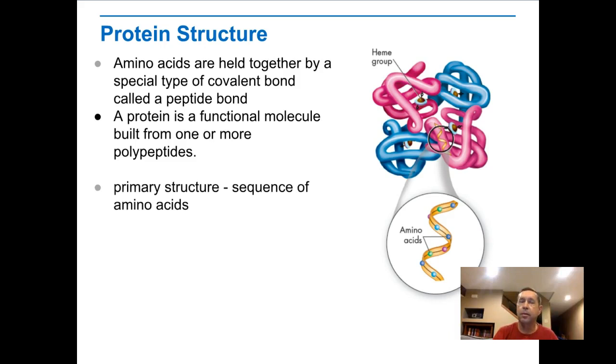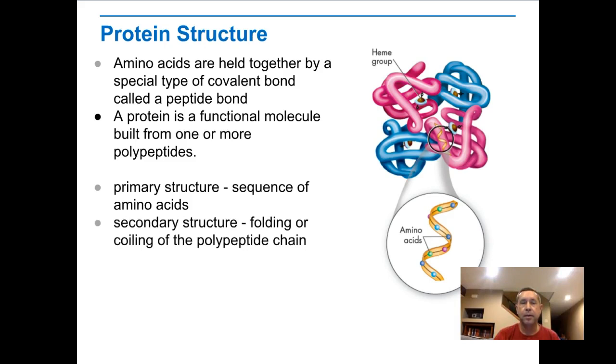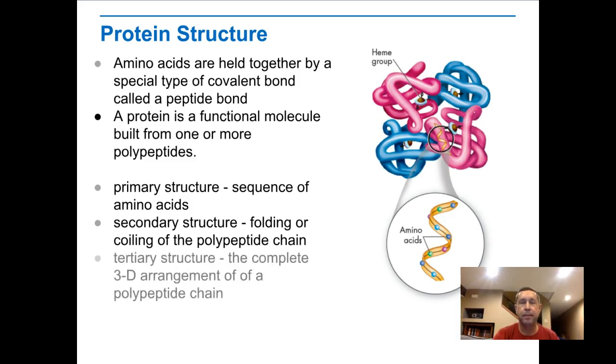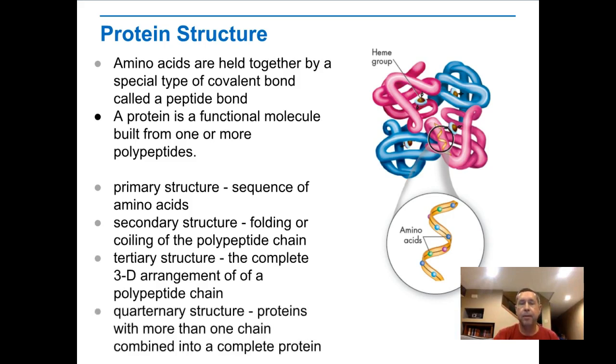Because the structure is so important, we look at structure in a variety of ways. We can look at the very basic structure called the primary structure, which is just the sequence of amino acids in the right order. The secondary structure is due to hydrogen bonding and so forth and the interactions with water, and it results in folding or coiling of the polypeptide chain. Tertiary structure is the 3-dimensional arrangement of a polypeptide chain. And then for proteins that have more than one chain, like the hemoglobin molecule here that has 4, quaternary structure is how the different polypeptide chains come together and form a complete protein.